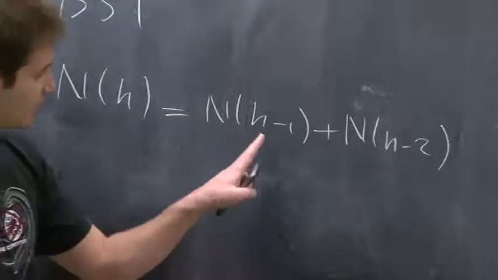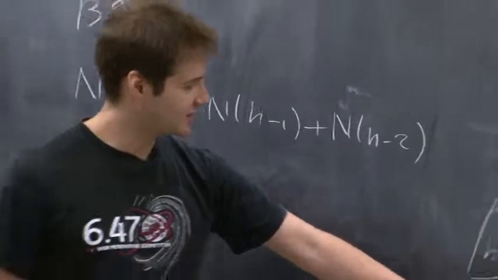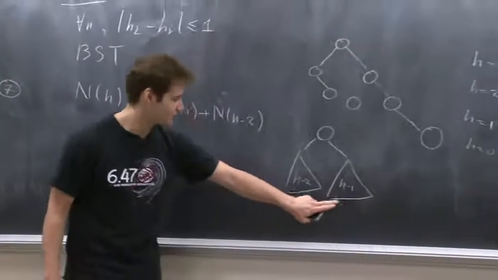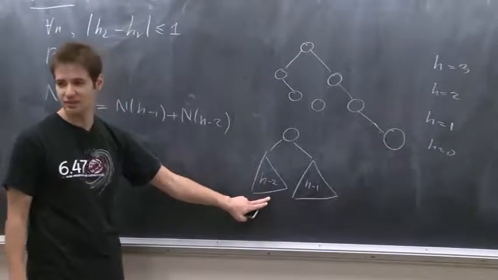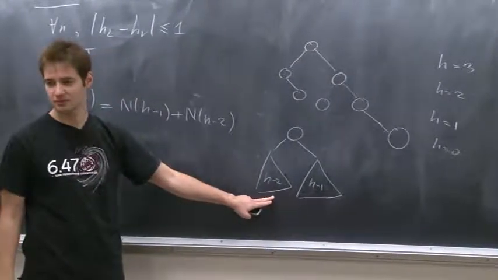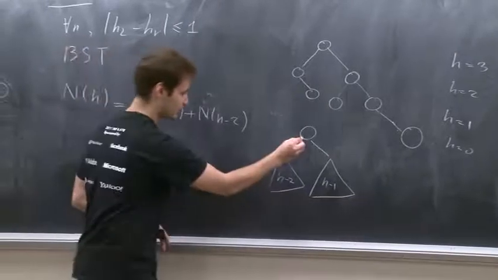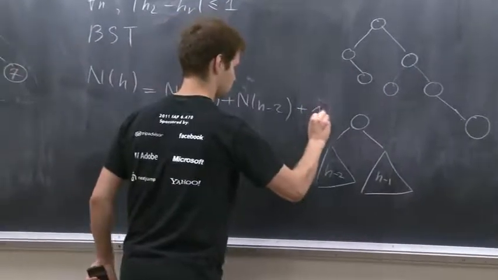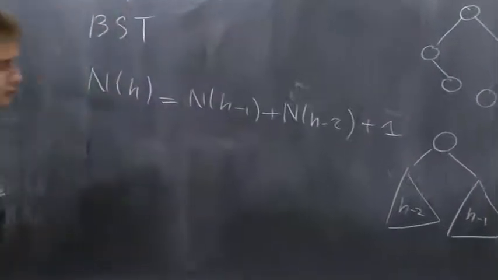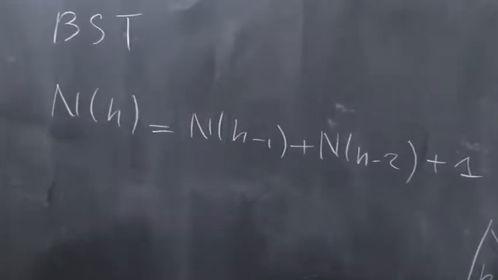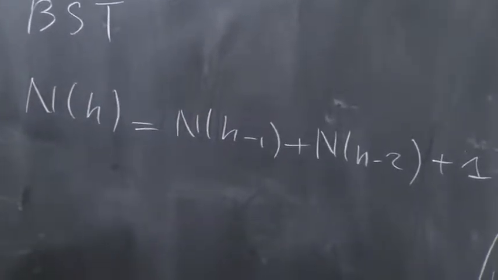So n of h minus 1 is this tree, n of h minus 2 is this tree. So what's the constant? Yep, this guy. Doesn't he have height 0 though? Cool. We're talking about nodes, number of nodes. Oh, number of nodes, yeah.